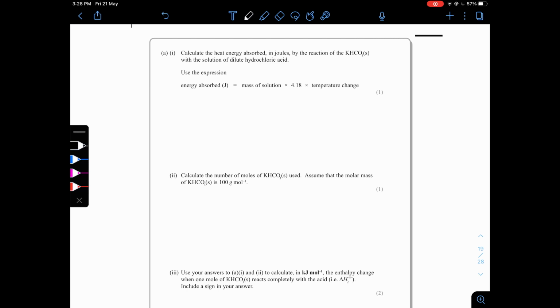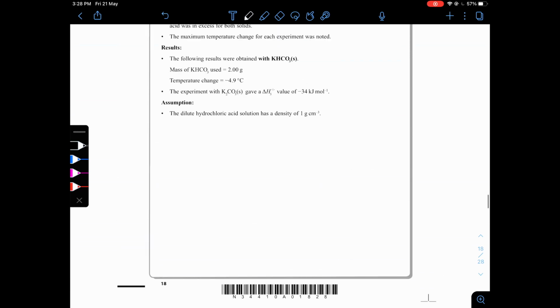So what we can do is just substitute in the values. So E equals, so the mass of the solution.